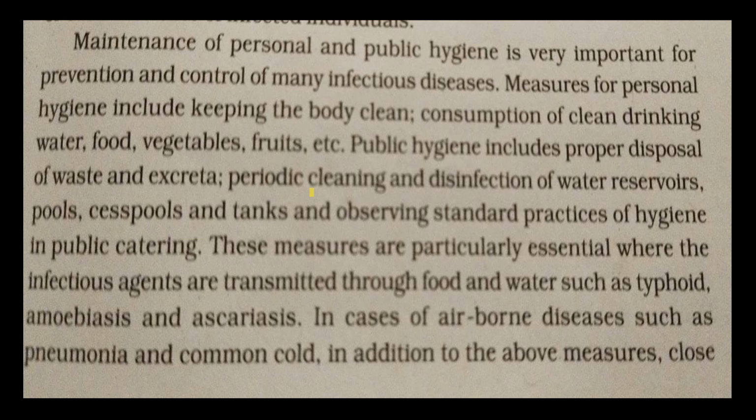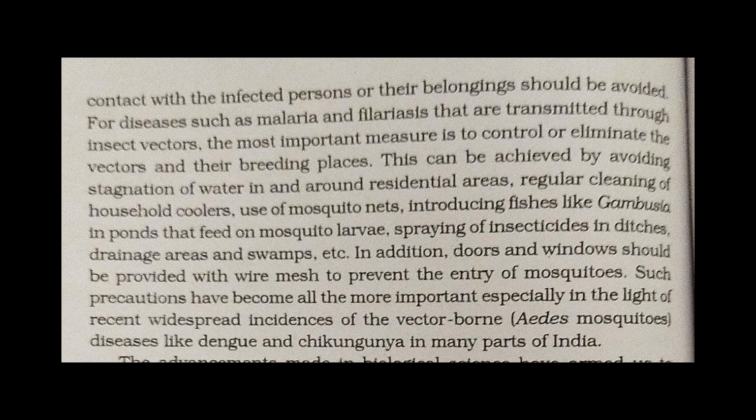These measures are particularly essential where the infectious agents are transmitted through food and water such as typhoid, amoebiasis, and ascariasis. In case of airborne diseases such as pneumonia and common cold, in addition to the above measures, close contact with the infected person or their belongings should be avoided. For diseases such as malaria and filariasis that are transmitted through insect vectors, the most important measure is to control or eliminate the vectors and their breeding places.